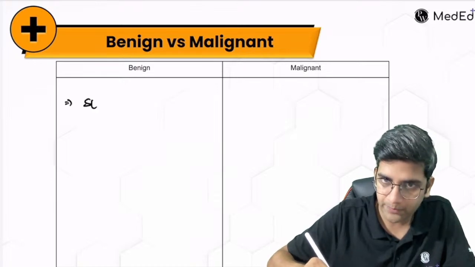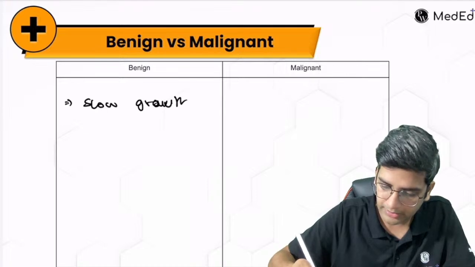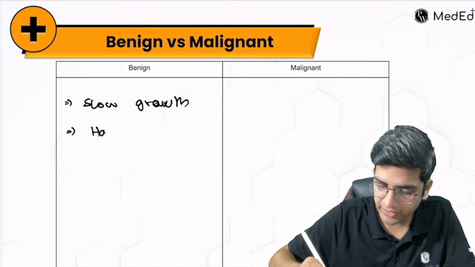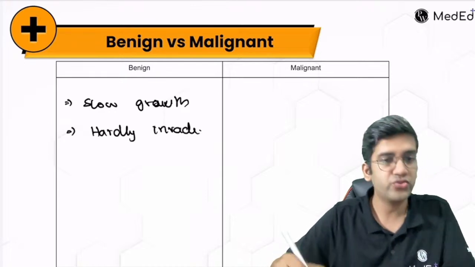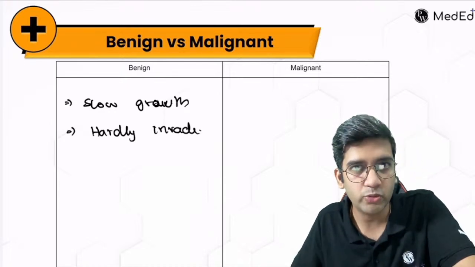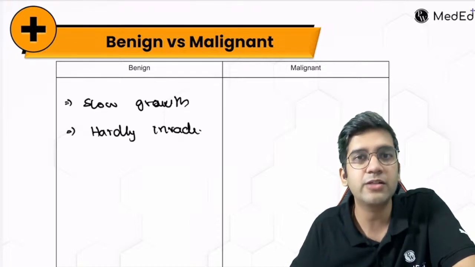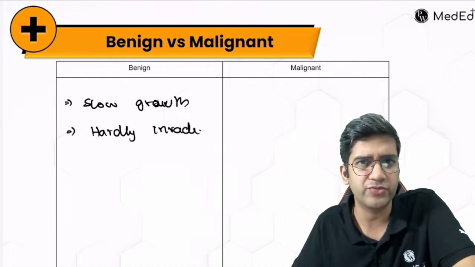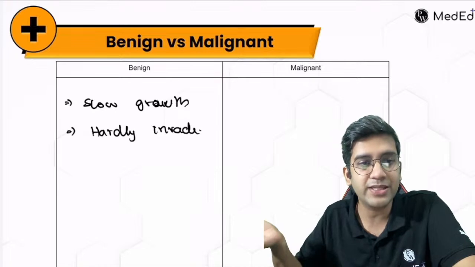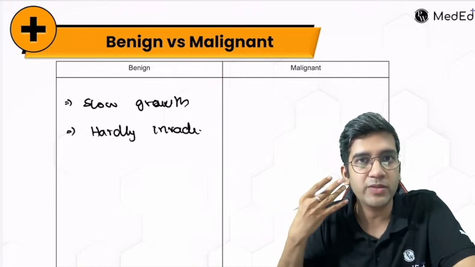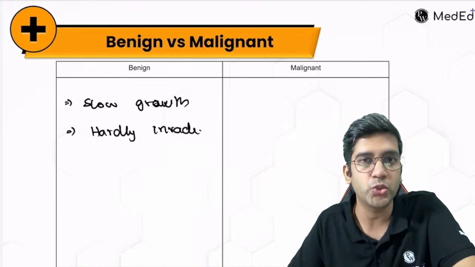So they do have a very slow growth, and they hardly invade the adjacent structure. When you say anything with respect to medicine or pathology, never use the term no. Nothing is 100% sure in medicine or pathology for that matter, right? Hardly invade, very rarely invade, right? The reason why I'm saying this is there's a condition called pleomorphic adenoma in the salivary gland. Benign lesion, but it can have extension into the normal tissue as well, right?